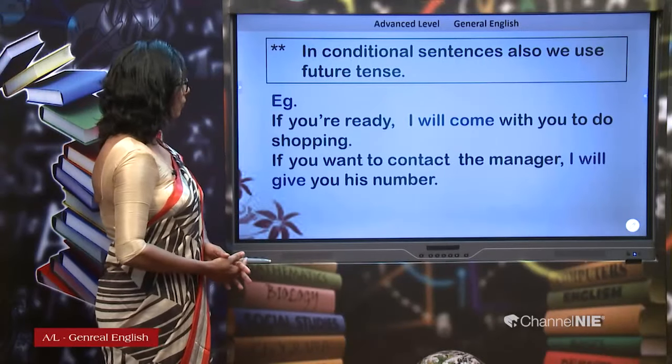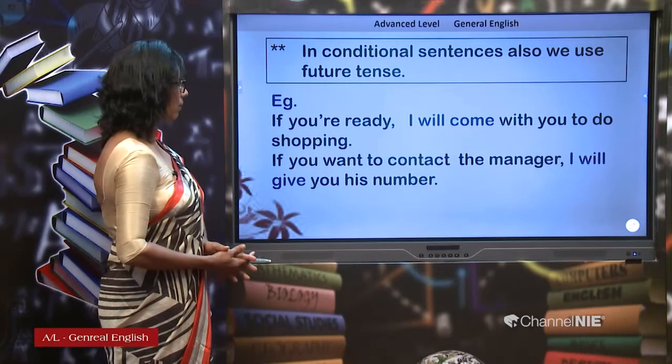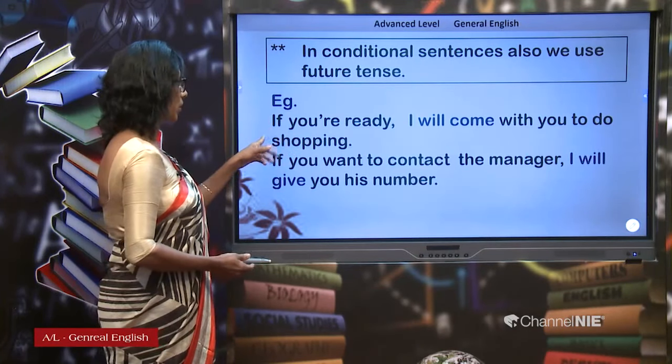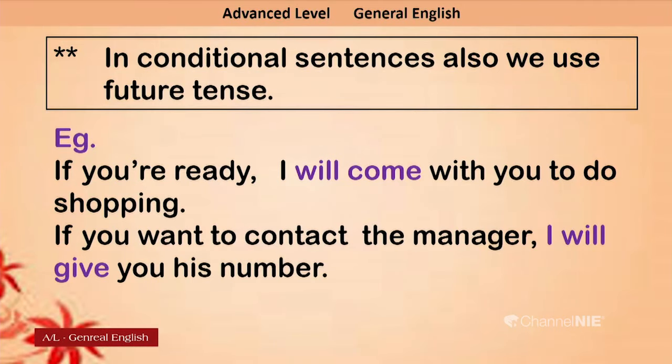Then, in conditional sentences also, we use future tense. This is the if clause to give a condition. If you are ready, I will come with you to do shopping. So, only if you are ready will this happen. That is why we say will come with you. The next one: if you want to contact the manager, I will give you his number. That is a requirement. If you want, that is a condition, right? Conditional sentences. The manager will give you his number. Is it clear to you?